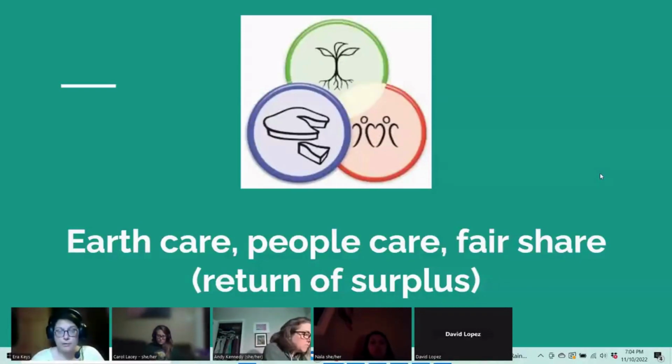Now, earth care, people care, and fair share, also known as return of surplus. I like to call that 3rd ethic also future care, because it's taking into consideration limits for our future together.